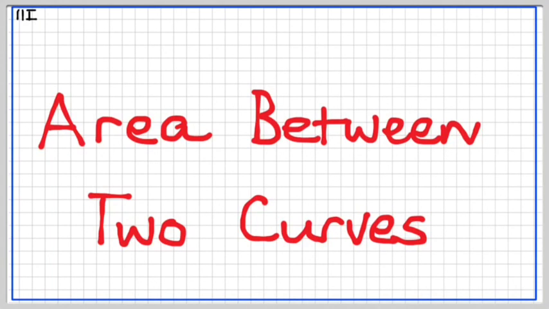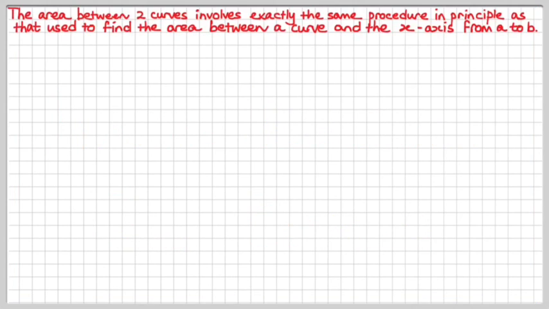Now we're going to have a look at the area between two curves. It's a little bit different from the area under a curve, that is the area between the curve and the x-axis, but the principle is exactly the same. So let's pursue it and see what we can find out.